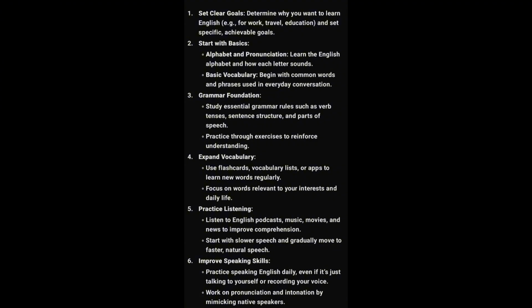Step number 2 is start with basics. Alphabet and pronunciation: learn the English alphabet and how each letter sounds. Basic vocabulary: begin with common words and phrases used in everyday conversation. It means you have to understand how you can enunciate different sounds, and don't focus on difficult and hard vocabularies. Rather, just start from basic vocabs.